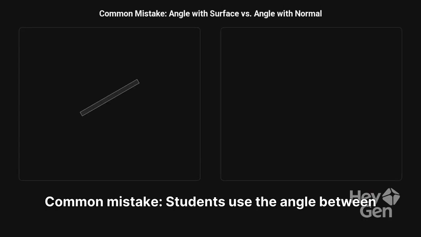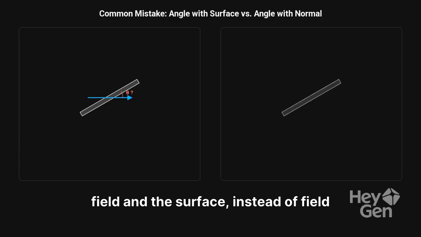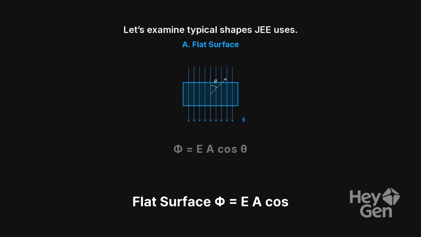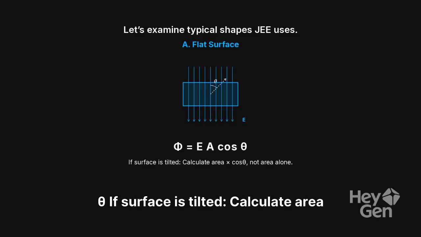Common mistake: students use the angle between the field and the surface instead of the field and the surface normal. Let's examine typical shapes JEE uses. A. Flat surface, φ = EA cos θ. If the surface is tilted, calculate area times cos θ, not area alone.